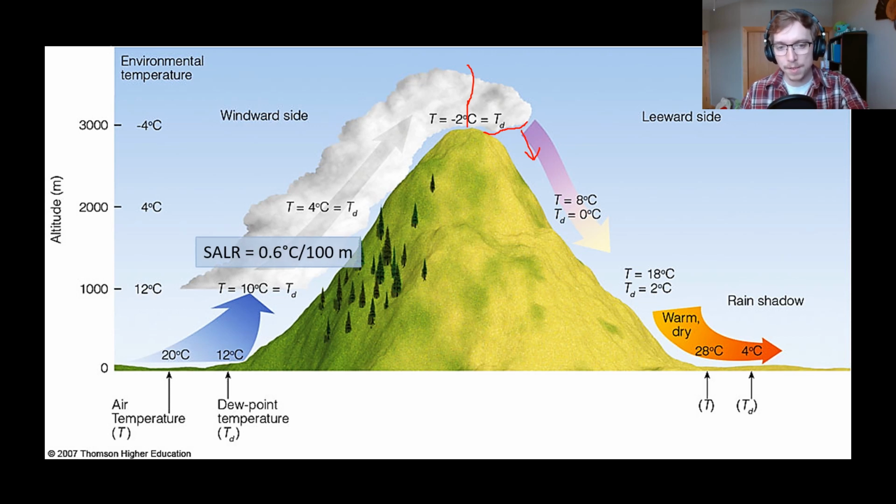Now, if we were to look at this example, once we hit that point, the lifting condensation level right here, our temperature and dew point are both equal to 10 degrees Celsius. Then we're changing at our saturated adiabatic lapse rate of 0.6 degrees Celsius for every 100 meters. Right? Easy peasy. Just kind of reinforcing those things that we talked about last time.